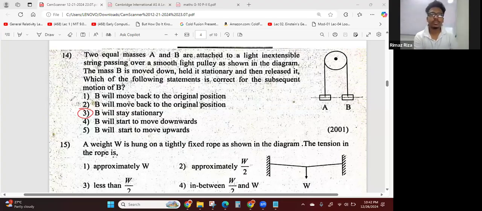That's Newton's first law. An object at rest remains at rest, or an object in motion remains at constant velocity if no external unbalanced forces are applied. Since the forces are balanced, B will, so it says held stationary and released. If we give it a velocity and release, like 2 meters per second, then B will continue with the velocity of 2 meters per second. So the answer is B, it will remain stationary.